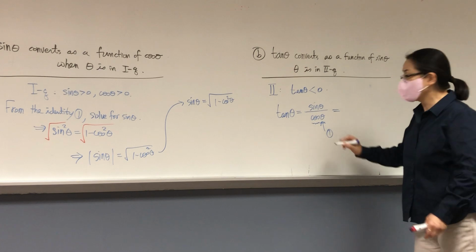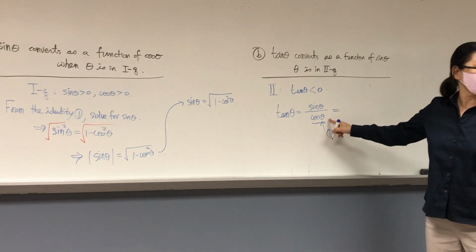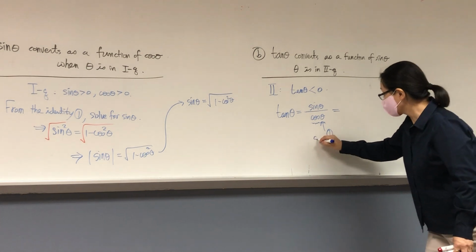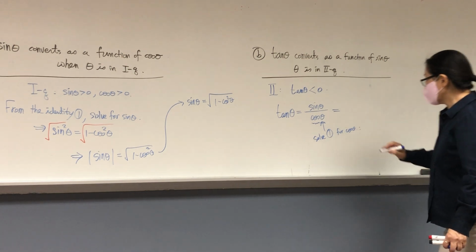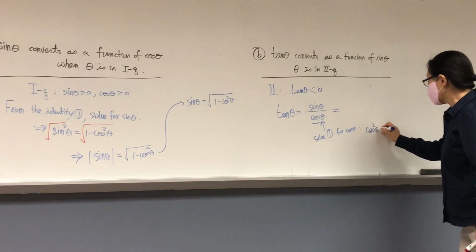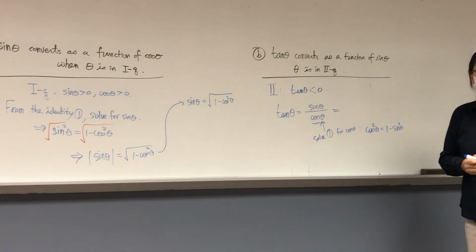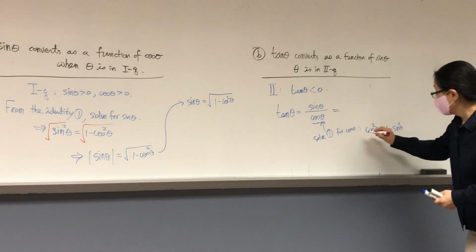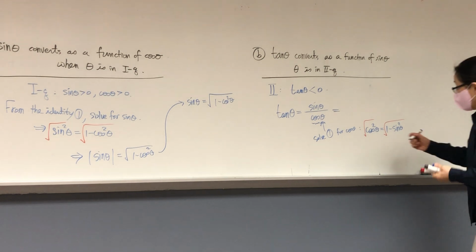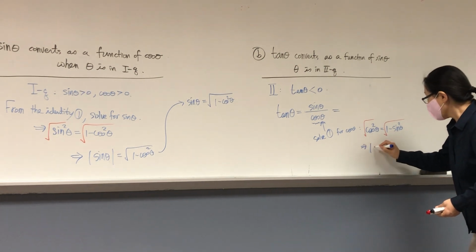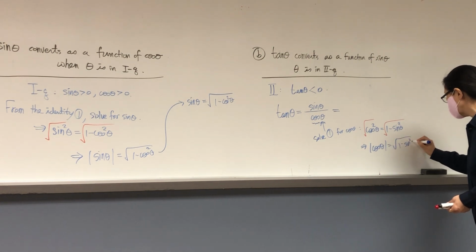By identity 1. Am I right? See here, solve for cosine theta. So cosine square theta equals 1 minus sine square theta. Am I right? Yes? So square root to square root. And then cosine theta equals square root of 1 minus sine square theta. Am I right?